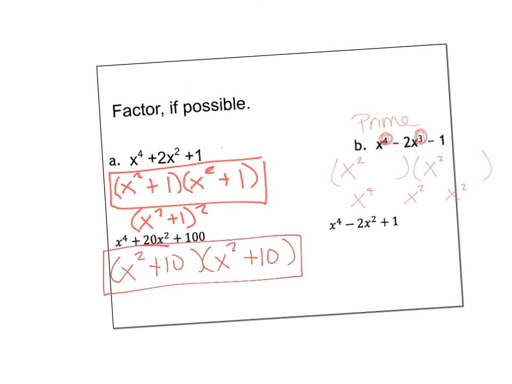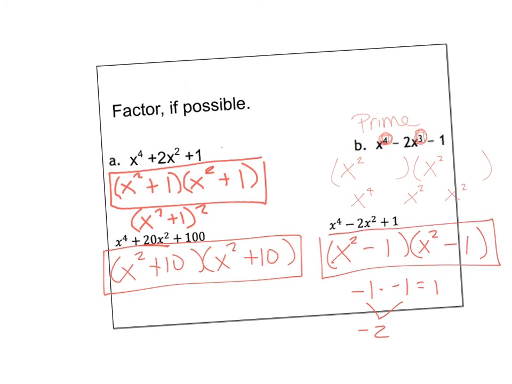All right, and lastly, we have x to the fourth minus 2x squared plus 1. So again, we have that x to the fourth and x to the second. So I know the first term in each set of my parentheses is going to be x squared. All right, now I'm looking for two numbers that multiply to a positive 1 and add up to a negative 2. So negative 1 times negative 1 is going to multiply to a positive 1, but then when we combine them together, we get negative 2. All right, so that would be my answer there.